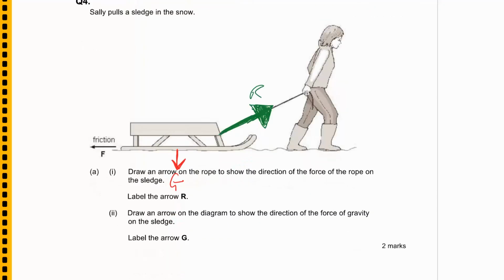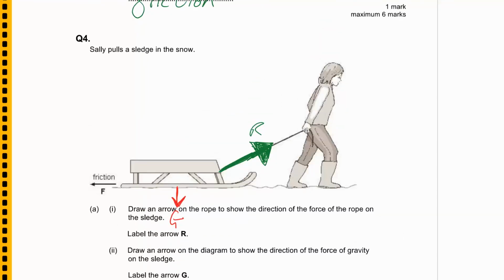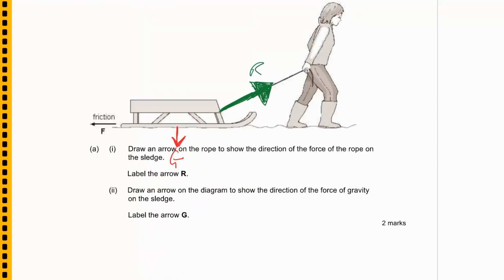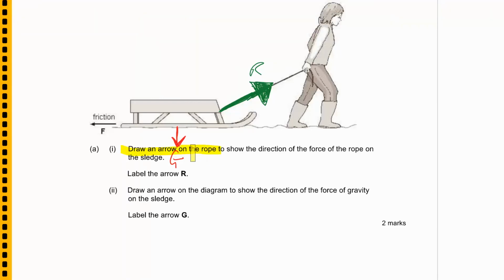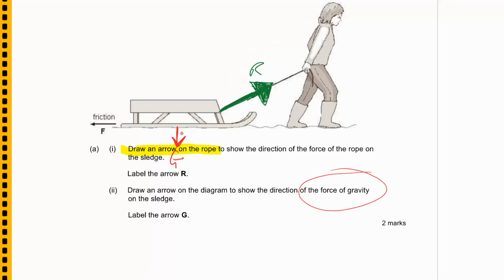Okay. Question 4. Sally pulls a sledge in the snow. Draw an arrow on the rope to show the direction of the force of the rope on the sledge. So on the rope there should be an arrow, which you can see in green as R there. Draw an arrow to show the direction of the force due to gravity. So that's this one, a big arrow with G next to it.